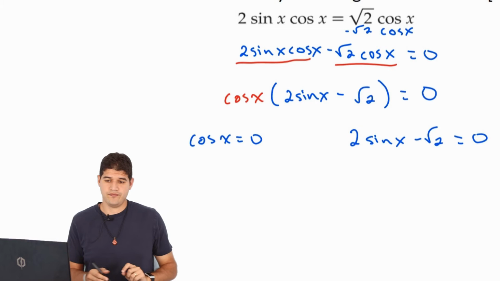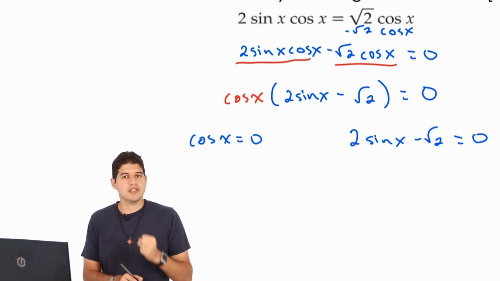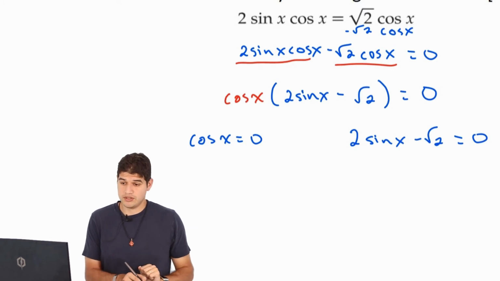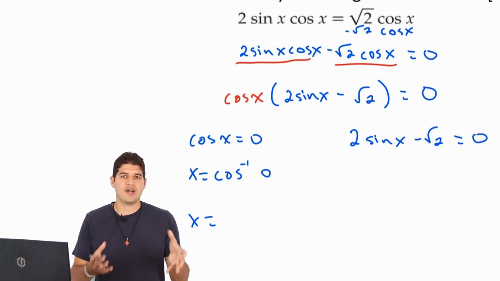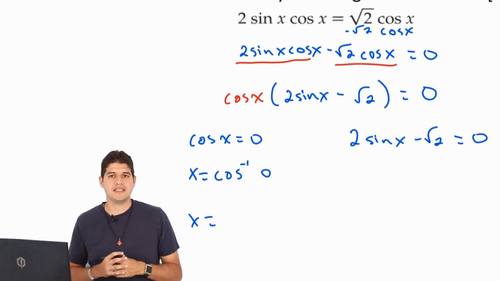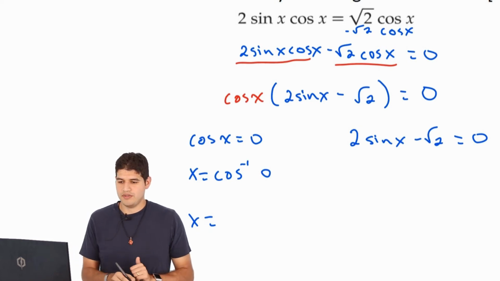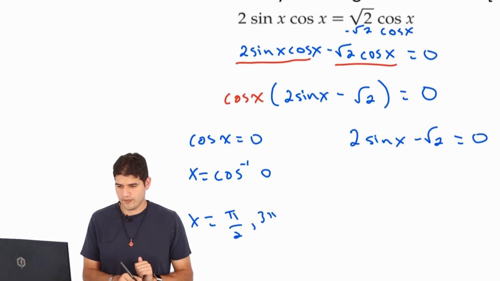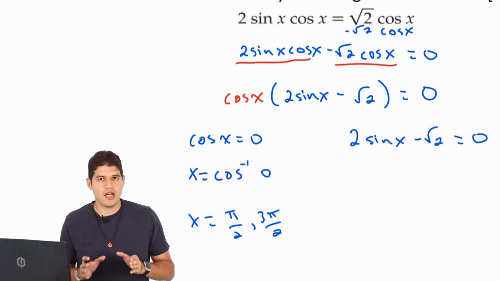I'm going to do it just like I did in the last two videos, isolating my trig function and solving. In this case, I get x equals the inverse cosine of 0. And I want to know, on the unit circle, my x values, when are those going to be 0? Well, that's happening at pi over 2 and 3 pi over 2. So those are two possible solutions, but I have a lot more over here in this other factor.